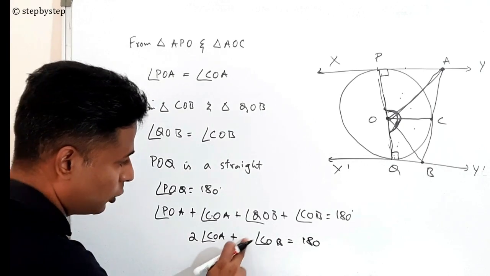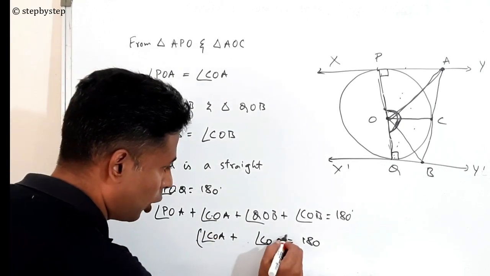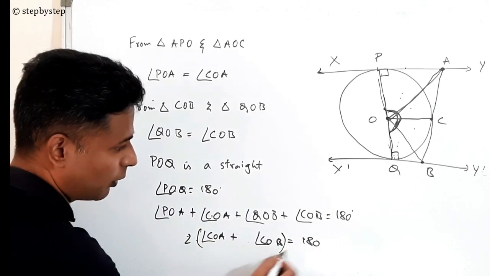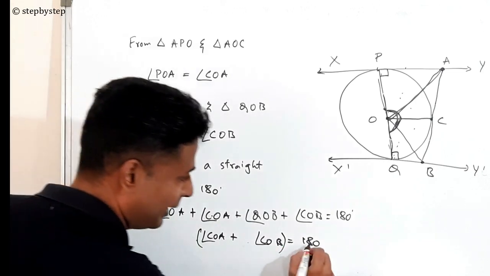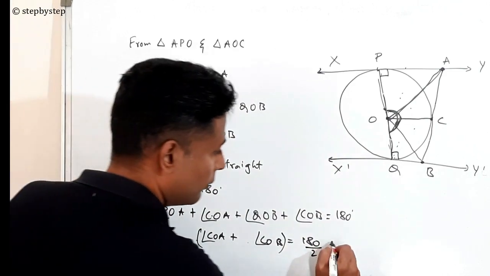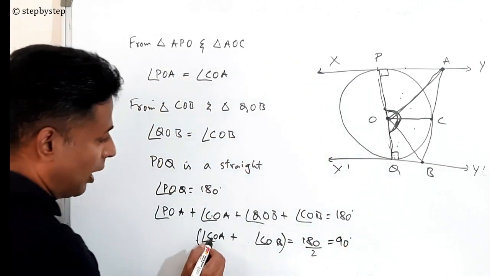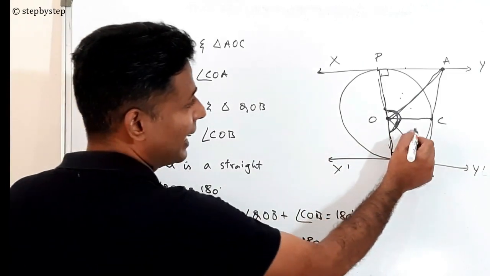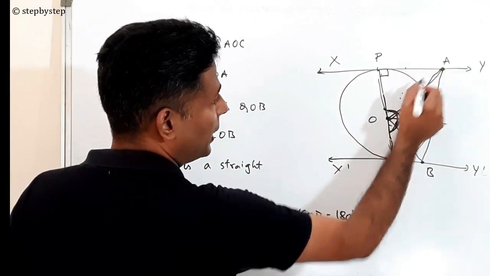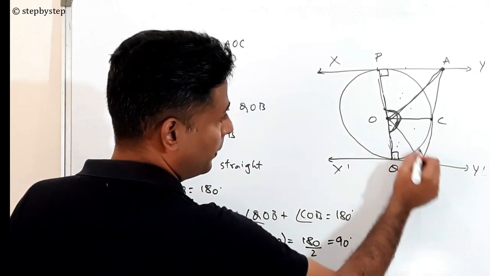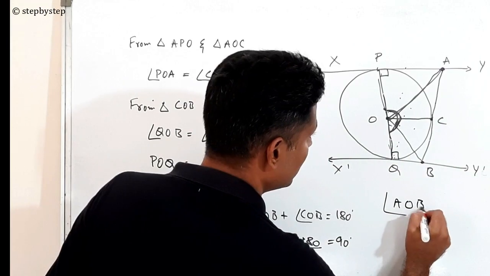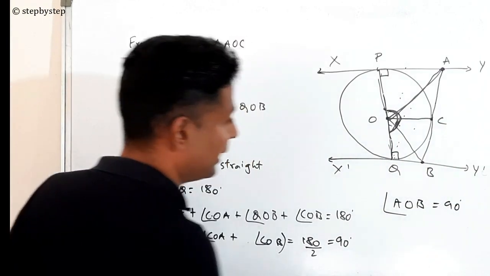What is common in these two? 2 is common. I can take 2 common, right? So I get 2 into COA plus COB equal to 180. When I transpose this to that side, it becomes divided by 2, which is equal to 90 degrees. So now we have angle COA plus COB equal to 90 degrees. But what is angle COA plus COB? This angle plus this angle is angle AOB, which is equal to 90 degrees.